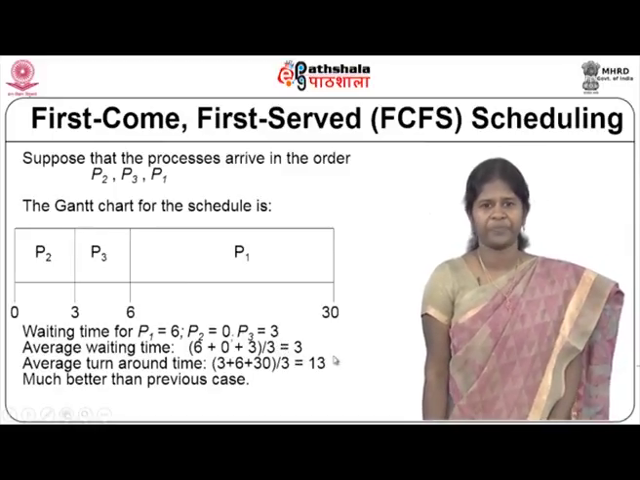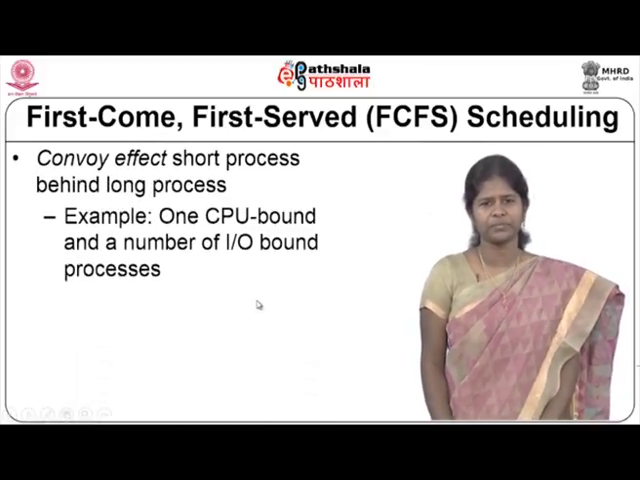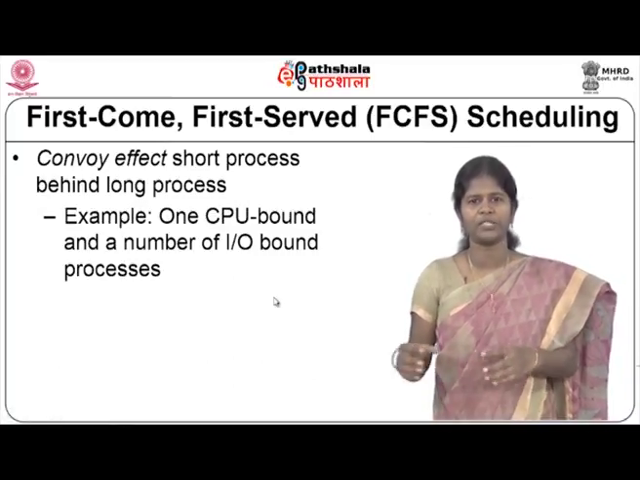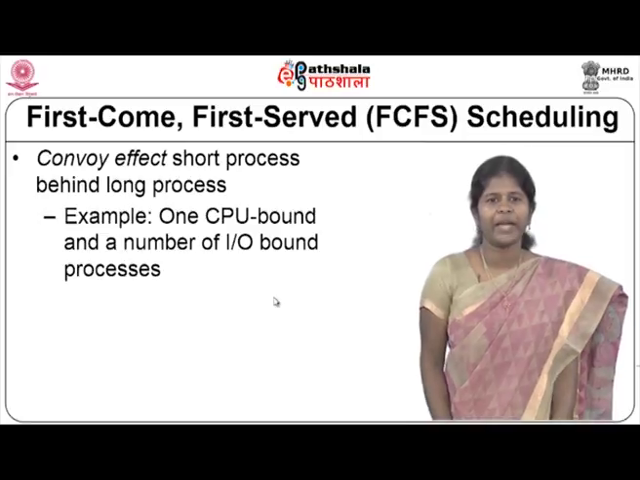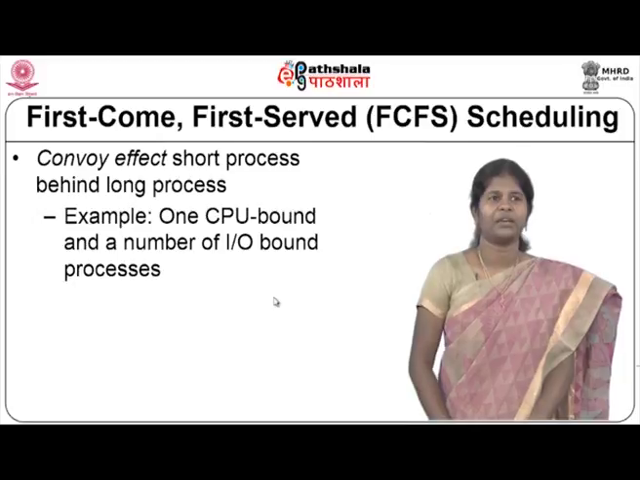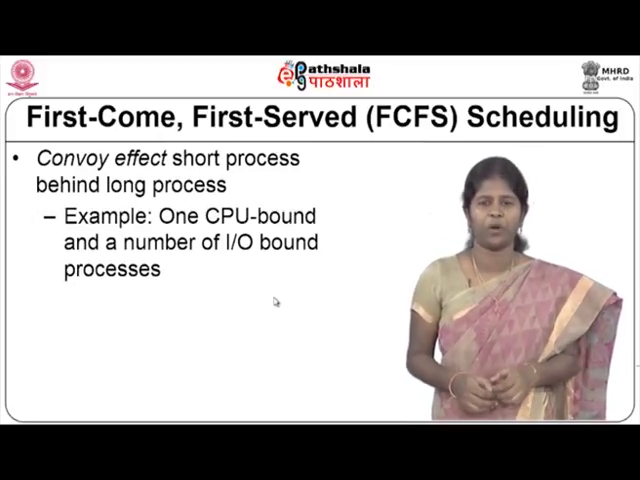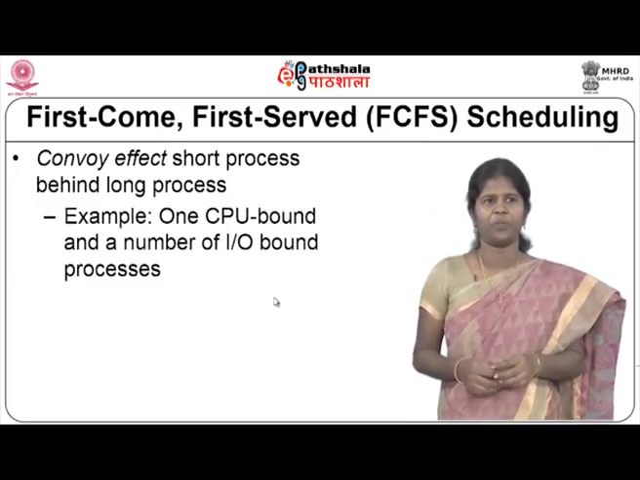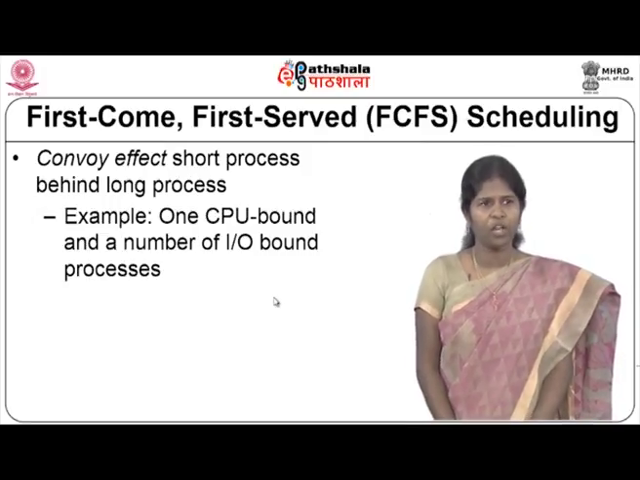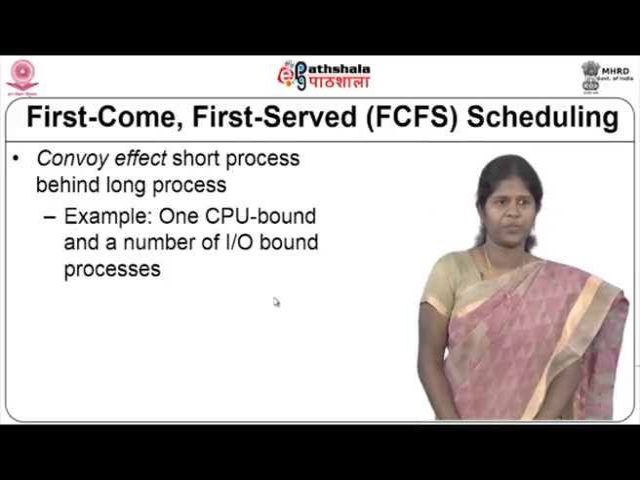Why does this happen? When a long process goes in first and there are short processes that go after it, that results in something called the convoy effect. What is this convoy effect? Say you have one CPU bound process and a number of IO bound processes. The one long CPU bound process will make use of the CPU for a very long amount of time, and then the IO bound processes come into the picture.